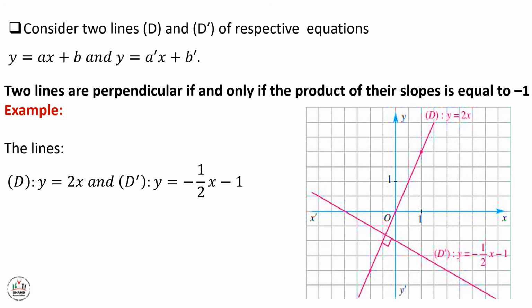The equation of line D is y = 2x and the equation of line D prime is y = -1/2 x - 1. Now let's get the product of the slopes of these two equations. a_D times a_D' equals 2 times -1/2, the 2 cancels with the 2, and the answer is equal to -1. Then these two lines are perpendicular to each other because the product of their slopes is equal to -1.